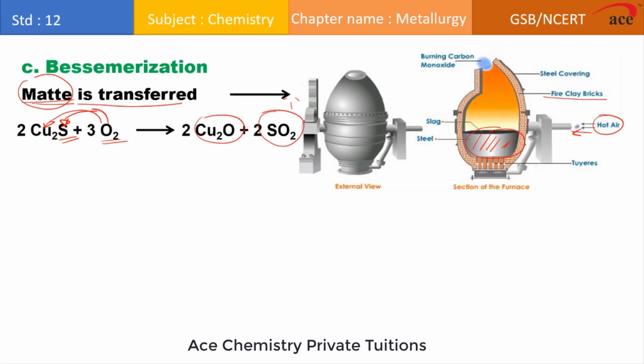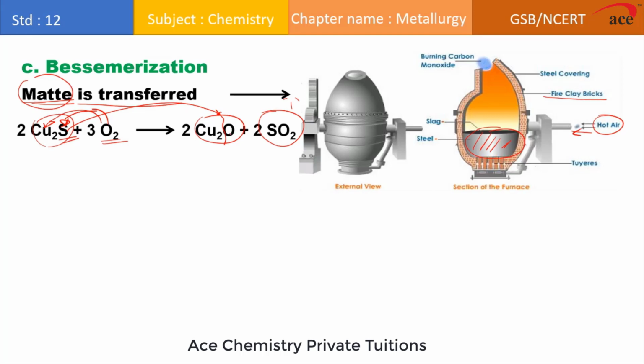So there is removal of sulfur as an impurity in the form of sulfur dioxide gas, and this entire copper 1 sulfide which was present in the matte gets converted to what? Copper 1 oxide. But please remember, student, we don't want copper 1 oxide, we require what? Copper metal. So we have to remove this oxygen. Generally this involves what? Reduction.